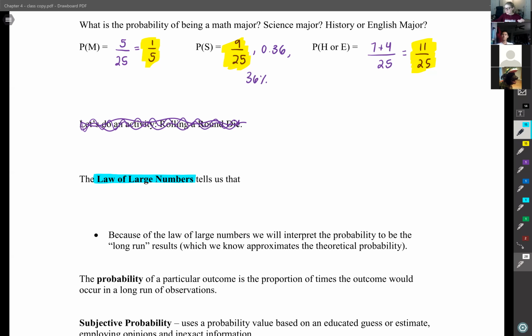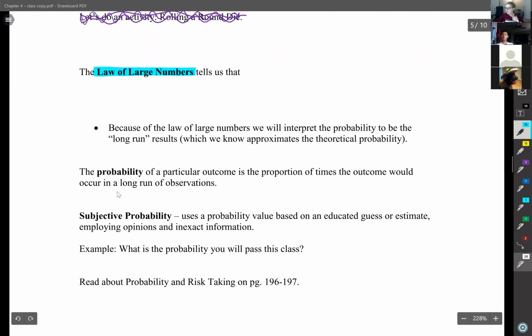Okay. And then down here, it says the probability of a particular outcome is the proportion of times the outcome would occur in the long run. So when we're talking about empirical probability, we just assume it's in the long run.